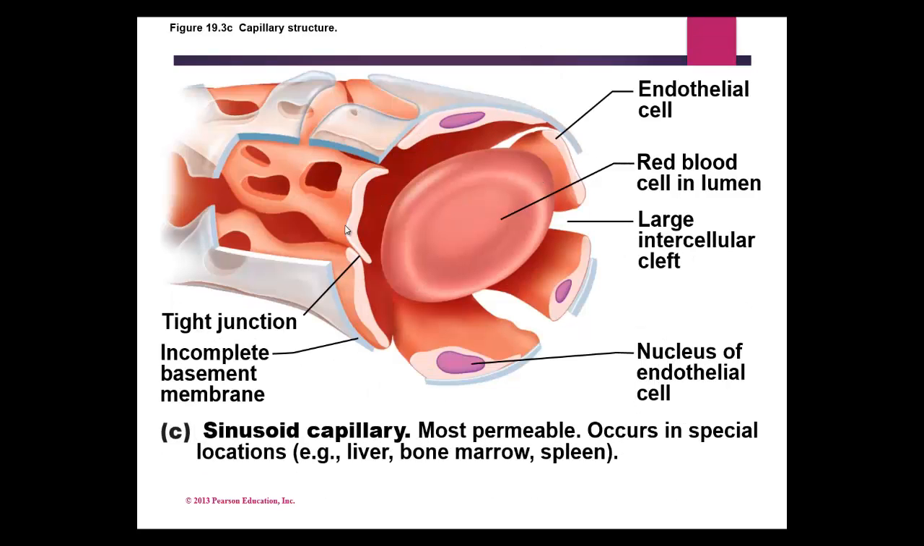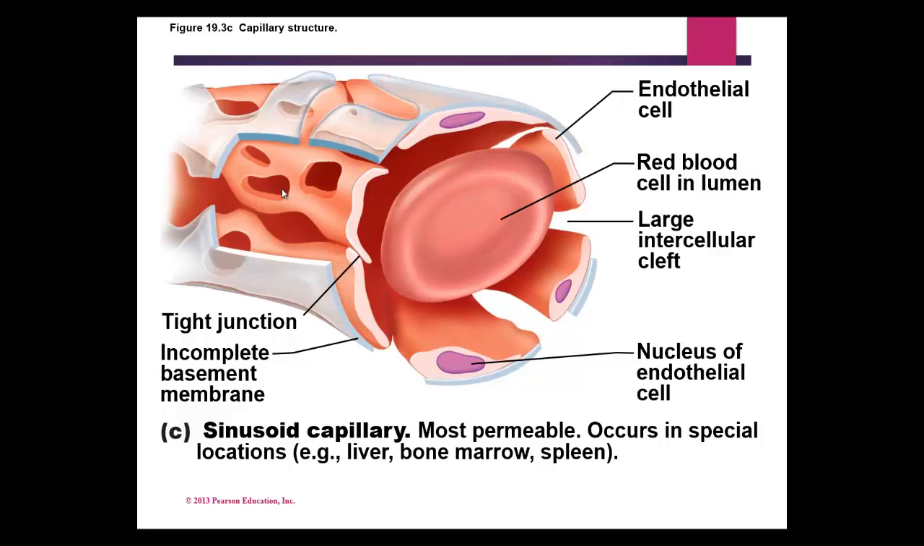And the most permeable are these very large pores we can see here. These are the sinusoid capillaries, found anywhere where we're allowing a lot of exchange between the blood and the tissues. For example, the bone marrow we know is constantly producing new cells and delivering them to the bloodstream. So those would have to be very large holes to allow those cells to enter the blood from the bone marrow as we're creating more blood cells.